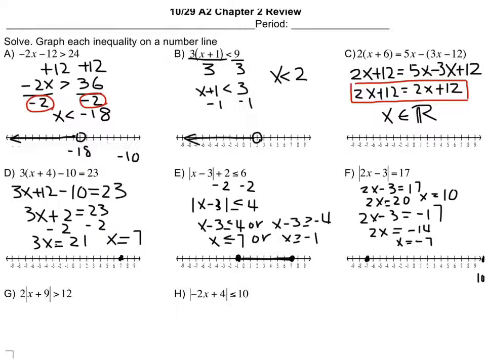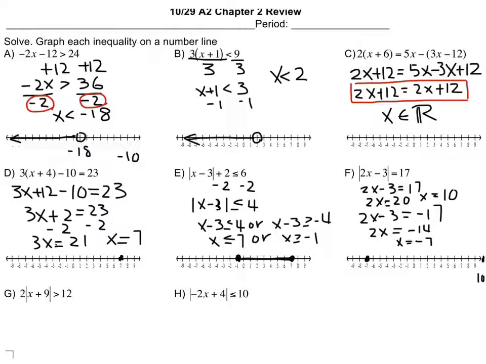Letter B, 3 times x plus 1 less than 9. So I would like to divide by the 3 first. That reduces down to x plus 1 less than 3. Subtract 1 from both sides. We have x less than 2. So again, find your 2 and then anything less than, so that means to the left-hand side of 2.